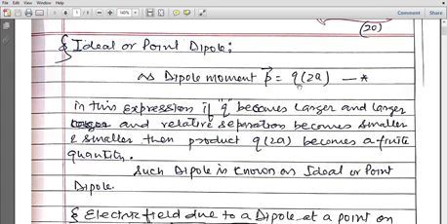Now, if Q becomes very large and 2A becomes very small, obviously its product will be a finite quantity. You see in maths also that if we increase one quantity and decrease the other quantity, the product remains the same. So similarly in this expression, if charge becomes infinitely large and distance becomes infinitely small, then their product becomes a finite quantity. Such a dipole, when two large charges are placed at a negligibly small, infinitely small distance, is known as an ideal or point dipole.